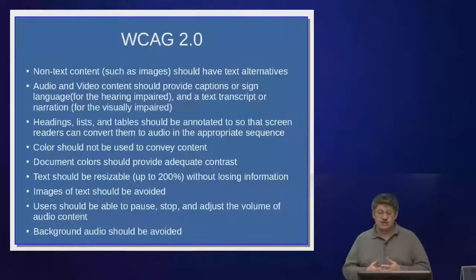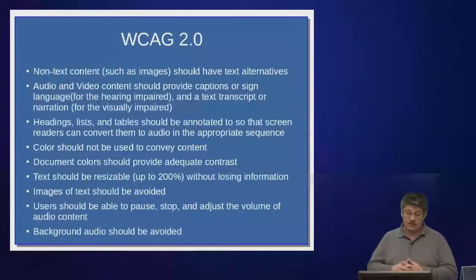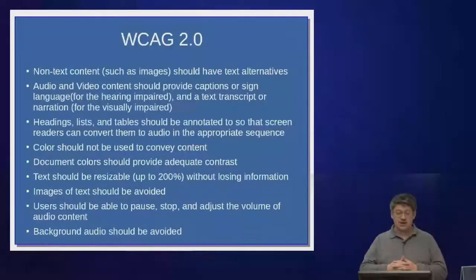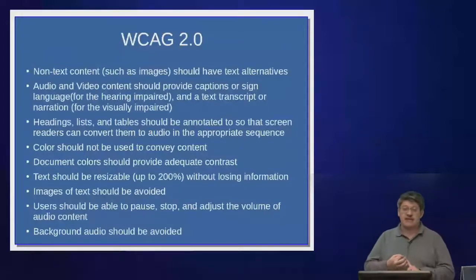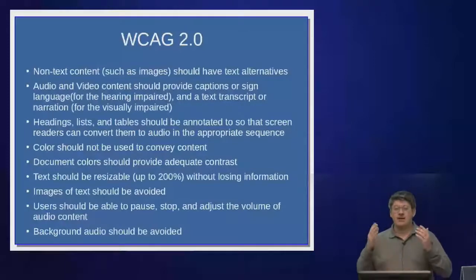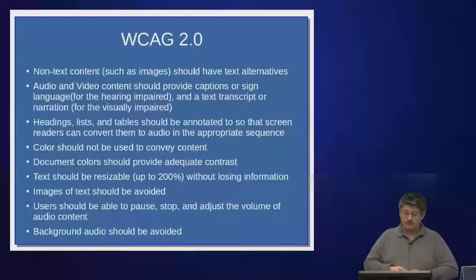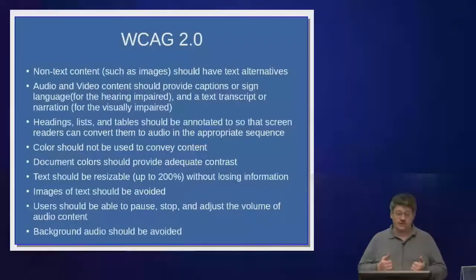Audio and video content should provide captions or sign language for the hearing impaired, and a text transcript or a narration for the visually impaired. If your web page includes headings, lists, and tables, it's really important that visually handicapped users in particular can tell not just what they say, but how they relate to the other elements on the page. So you should annotate them properly so that they can be converted to audio in the appropriate sequence.